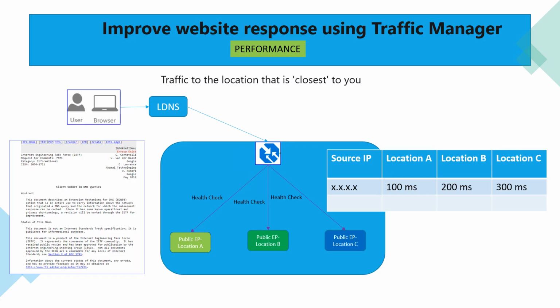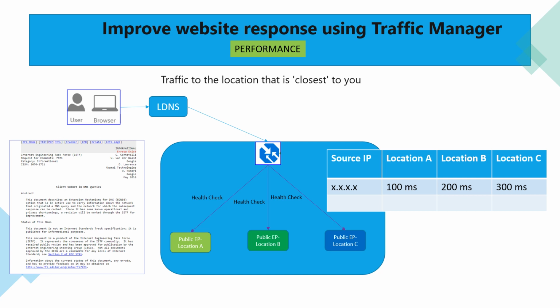Let's now understand how we can improve website response while using Azure Traffic Manager. I'm going to choose a routing method which is going to be the performance, and performance means the traffic goes to the location that is closest to you. As I mentioned earlier, it is going to be based on the latency between your LDNS and the endpoint.